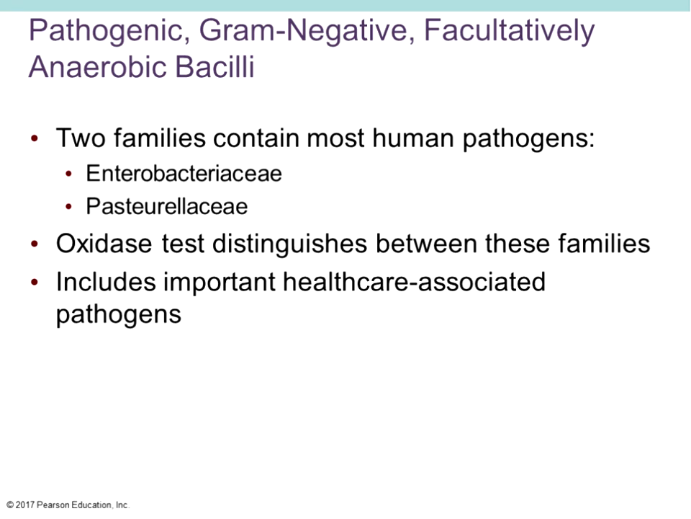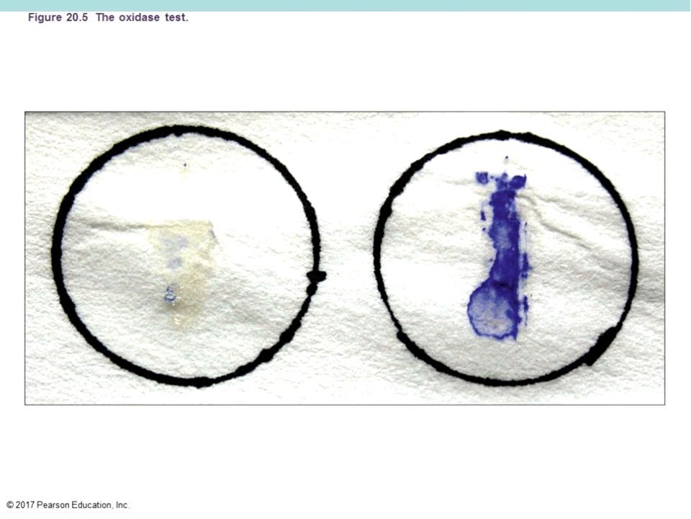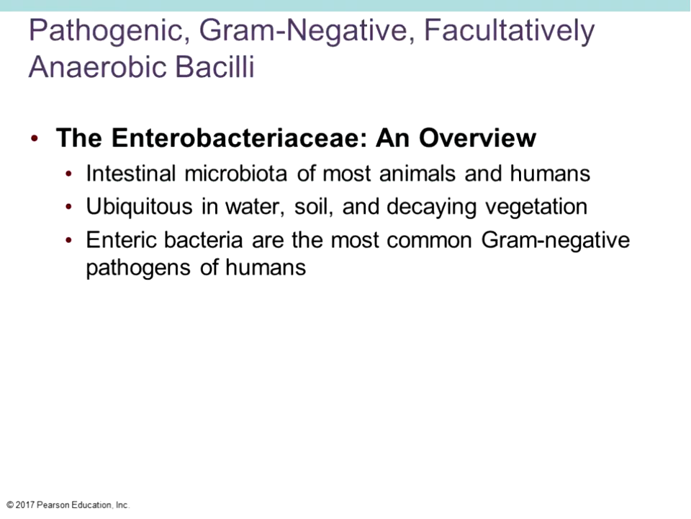These gram-negative facultatively anaerobic bacilli are important in healthcare-associated pathogens, or what we call HAIs, or nosocomial infections. And here's a picture of what will be considered oxidase negative, and then this will be oxidase positive. Remember, the oxidase negatives are going to be the Enterobacteriaceae. And there are about 150 different species, and many of those are important in nosocomial infections.